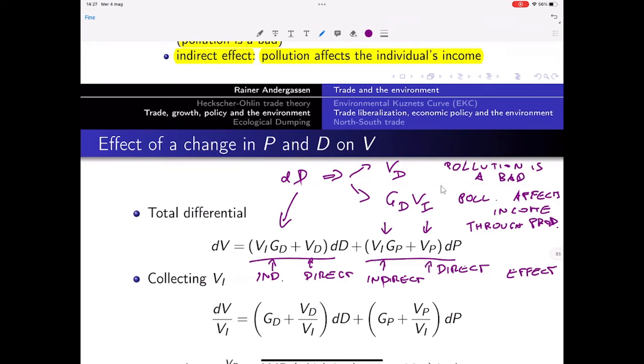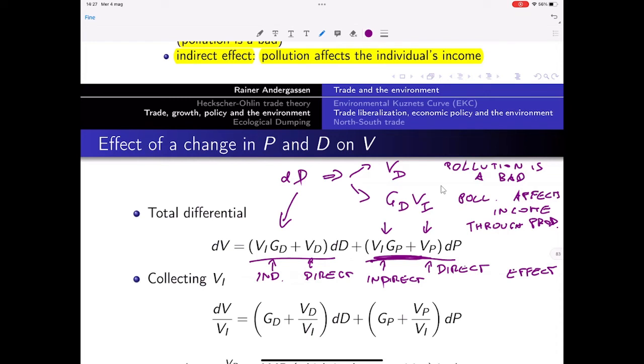So let me repeat the second part, on price. This is the standard part. A change in price affects consumers directly because, clearly, if goods get more expensive, you have a reduction in welfare. And this is captured by VP. If there's a change in prices, you have a change in the production structure. A change in the production structure leads to a different income, and the income affects the consumer again. This will be the second part.